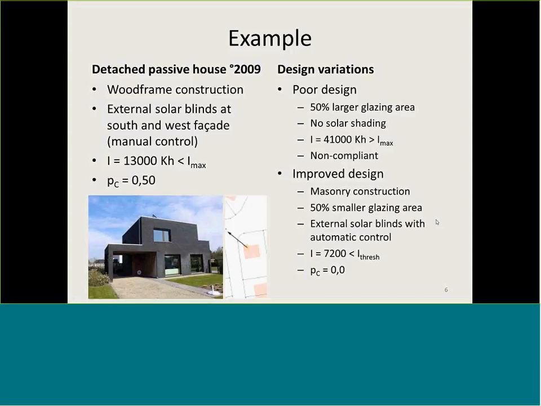Another example, in case we have an improved design, in this case with heavyweight construction, with a smaller glazing area, and with the external solar blinds with a more advanced control. In this case, the overheating indicator is 7,200 Kelvin hours, which is lower than the lower threshold value of 8,000 Kelvin hours. And so here, the calculation shows that the probability of installing cooling is 0. And so in this case, the design would meet the overheating requirements, and as well, no cooling energy needs need to be taken into account when the E level is calculated.